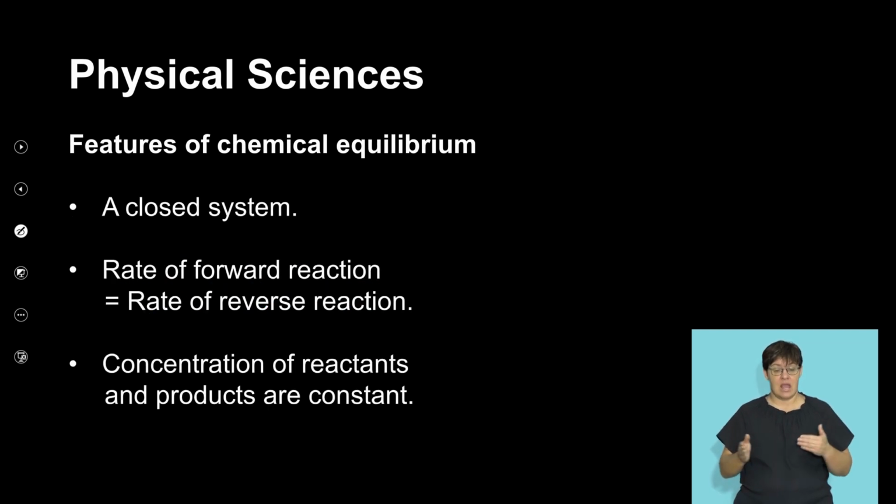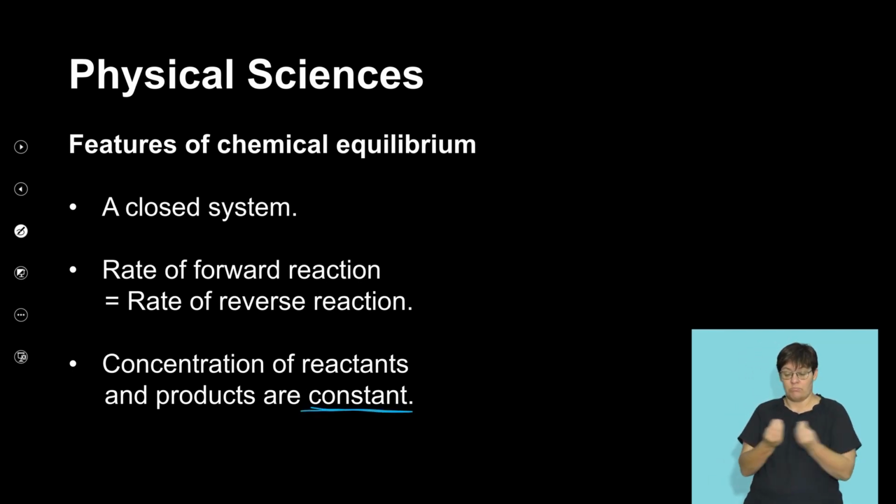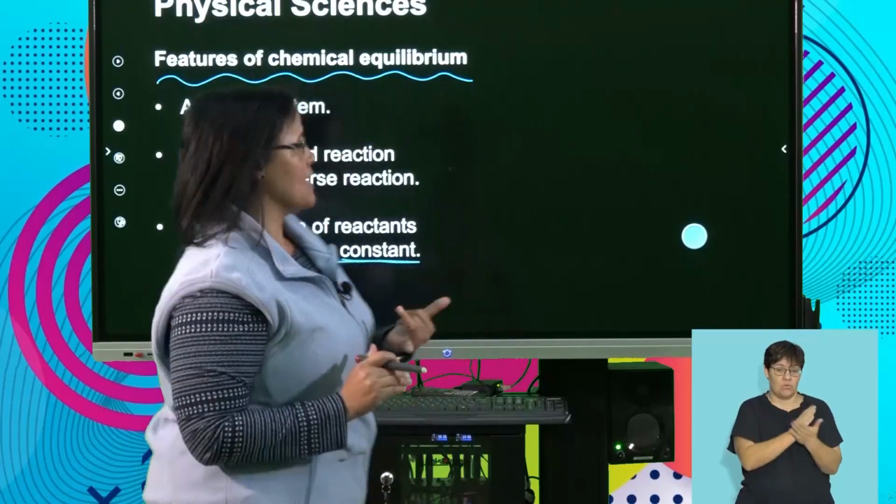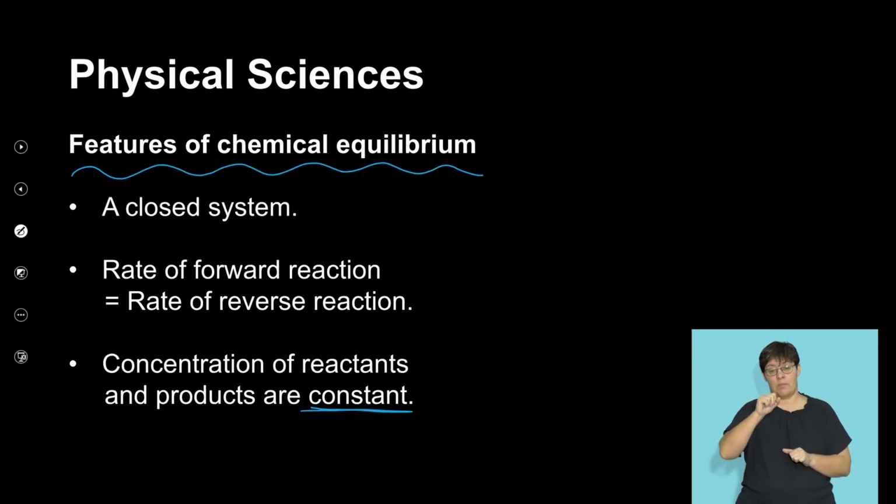In a closed system, we know that the rate of the forward reaction is equal to the rate of the reverse reaction. Concentrations of reactants and products that remain constant are all features of a chemical equilibrium. So if there's no closed system, the rate of the forward reaction cannot become equal to the reverse reaction. Please make sure that you realize that chemical equilibrium can only happen in a closed system where the two reactions are at the same rate and the concentrations remain constant.